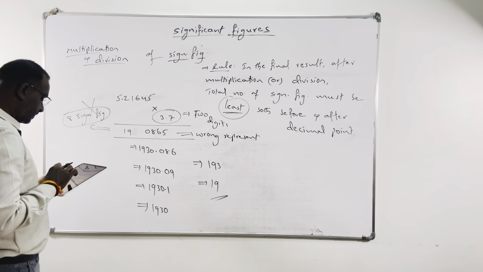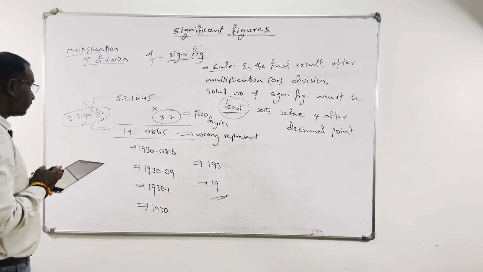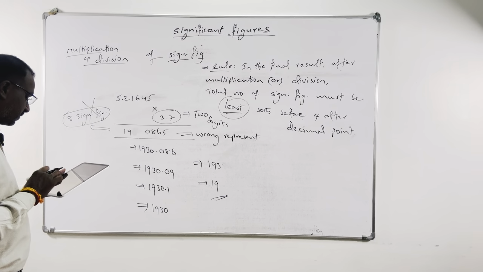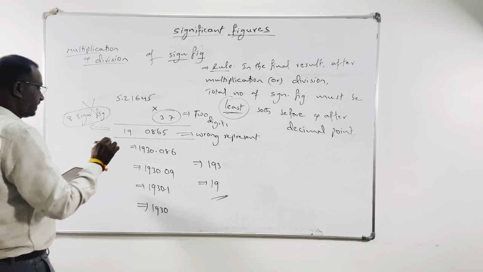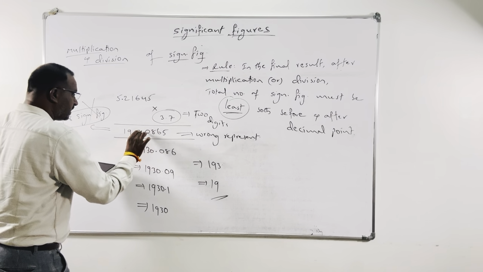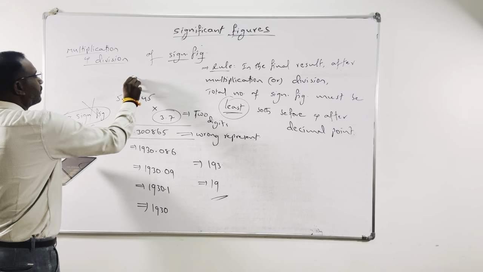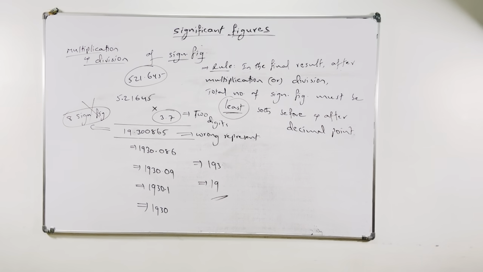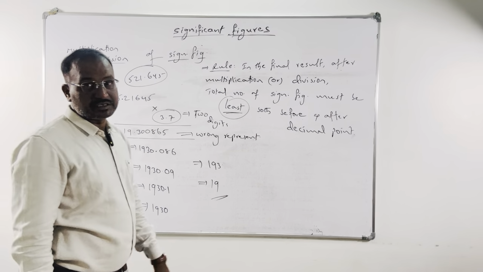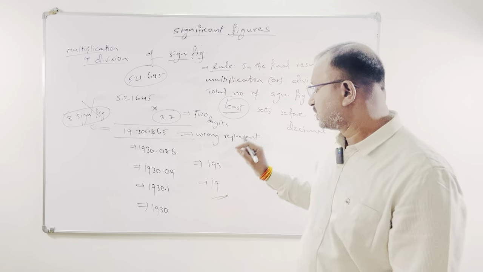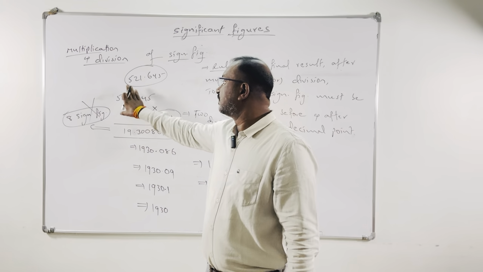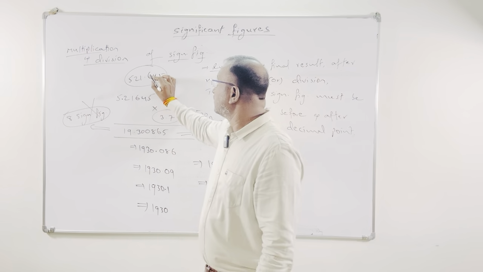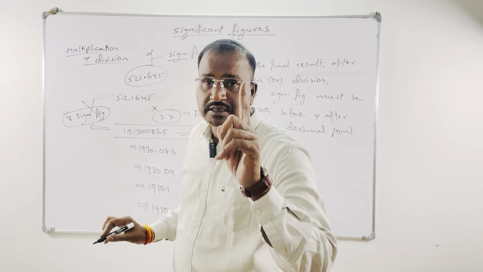1 minute. If you do that one, 5.21645 into 3.7 is 19.300. We should not take 521.645. We should not take this as the value for multiplication. Remember, actually I took like that, so that is wrong. So actually we should not take 521. Why? Because according to scientific notation, before the decimal point, only one digit should be there.